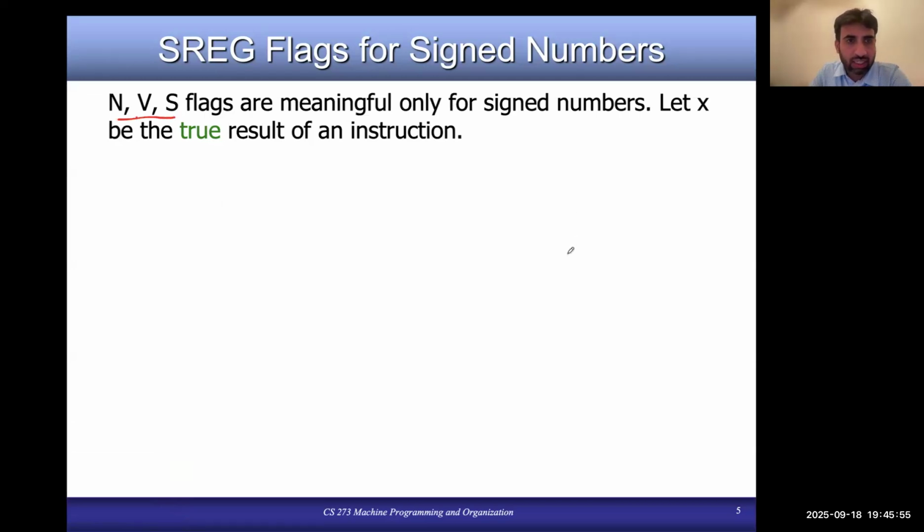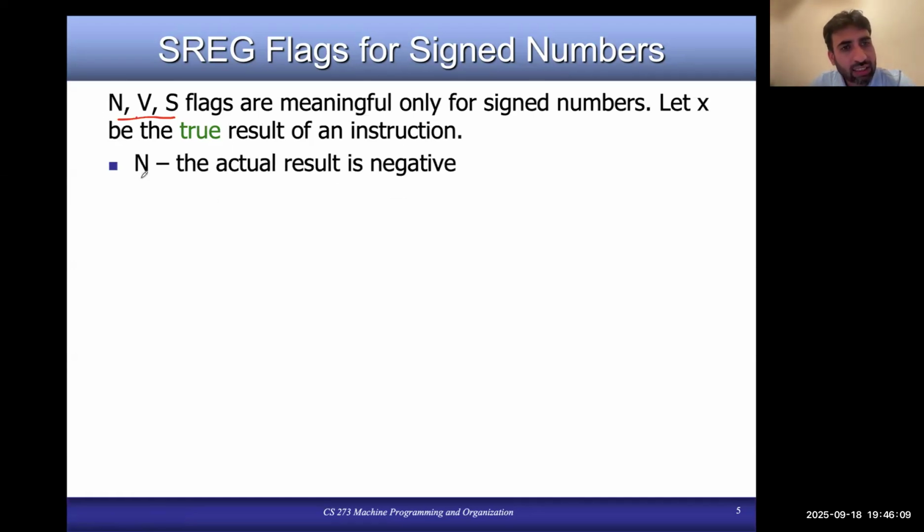Okay, so let's say that X is the true result of an instruction. True result means what it should be, right? So we are referring to it as the true result. The N flag tells us about the actual result, the one which we have in our register. It could be the true result, it could not be, it depends. We will see. The actual result can possibly be different from the true result, but the true result is the one which we should have mathematically, right?